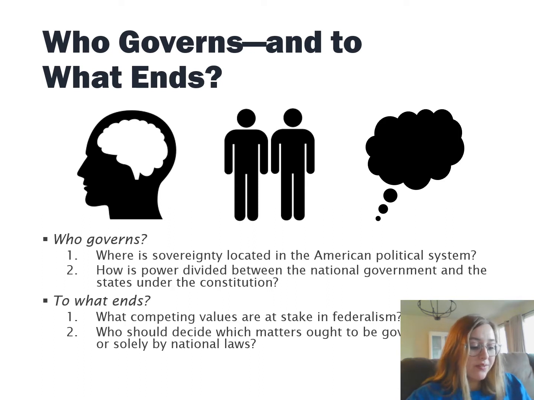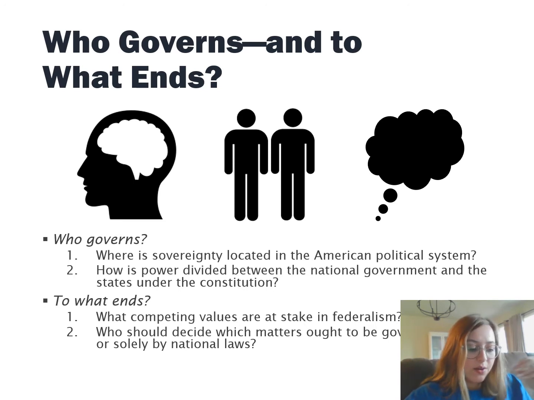How is power divided between the national government and the states under the Constitution? To be brief, it is shared, right? There are certain powers that the federal government has, and there are certain powers that the state government has.